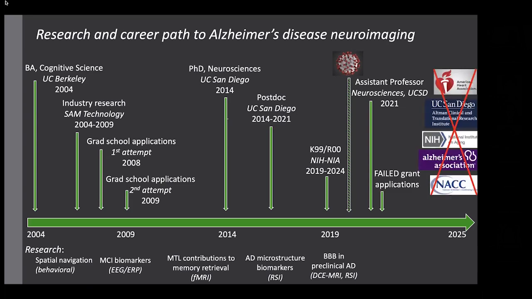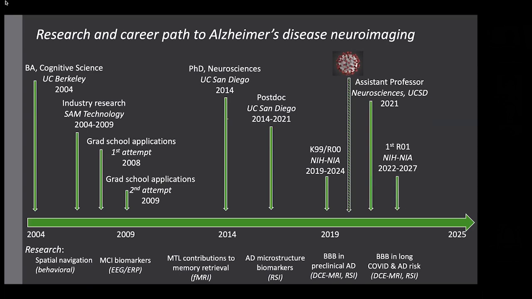And so in 2021, I was promoted to assistant professor here. And so I realized I needed to get funding to support my lab. I applied for about 10 grants my first year, and I got rejections from almost all of them, except for my first R01. So I was pretty excited about that. All the rejections were disappointing, but I got my first R01. And this R01 was to look at blood-brain barrier breakdown in long COVID and its association with Alzheimer's disease risk.